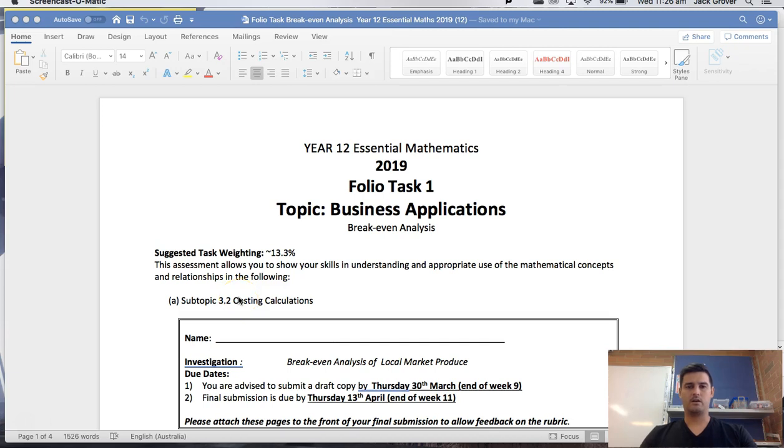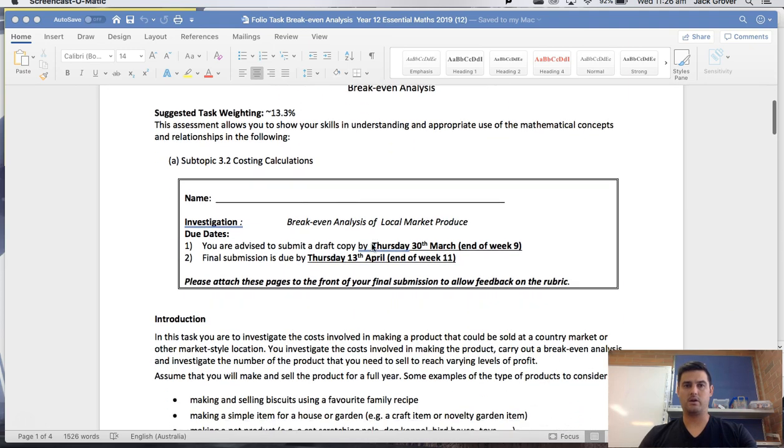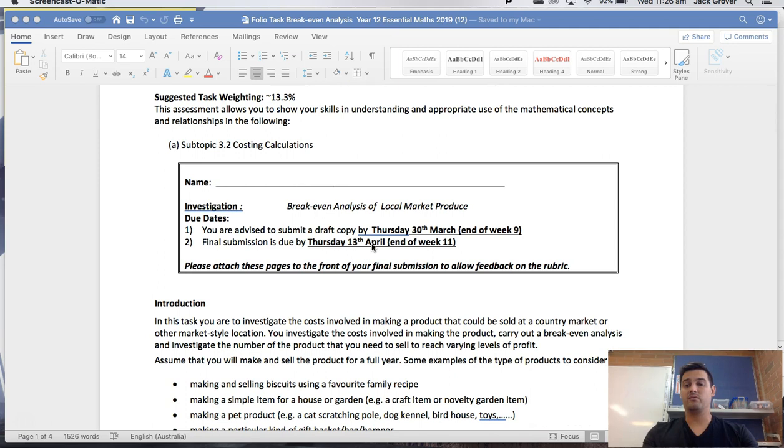Hey guys, going to do a video today on explaining your folio task. This will be helpful for those who weren't here when I explained it in detail on Monday. I'm basically going to go through exactly the same stuff that I went through then. This will also be helpful for those people that were here on Monday and maybe aren't 100% sure about exactly what they're supposed to be doing.